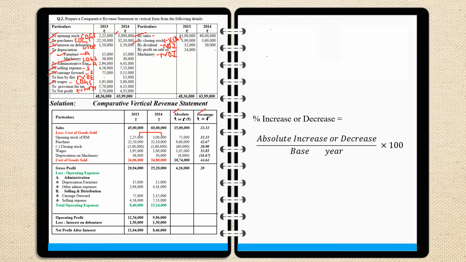Then purchases, we need to compare 32,10,000. If we are comparing with the 22,50,000, so it shows clearly there is an increase of rupees 9,60,000. Then 9,60,000 divided by 22,50,000, so we are getting the percentage of 42.67.